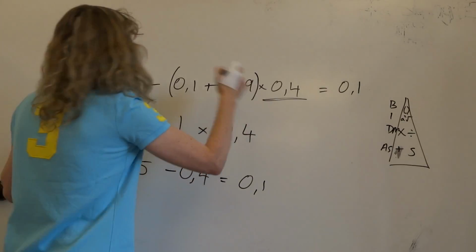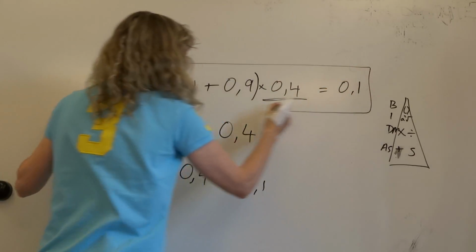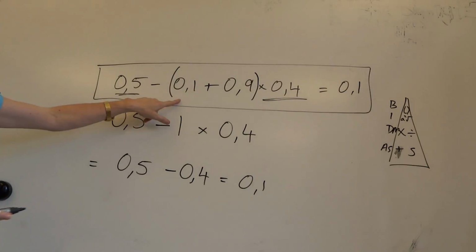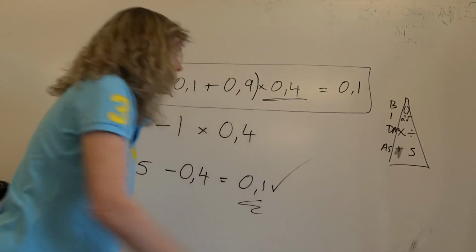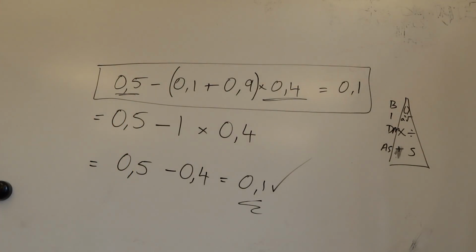So the brackets must be here, because now we have a correct mathematical statement, that when we put the brackets there, we get the right answer of 0.1. So putting in brackets to make sure that the mathematical statement is correct.